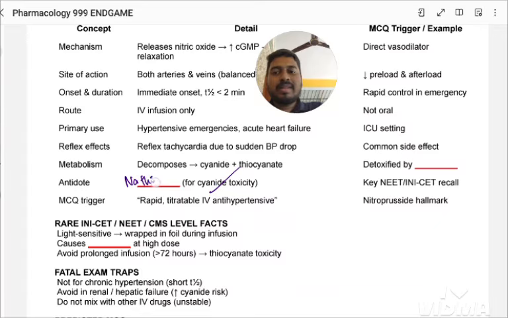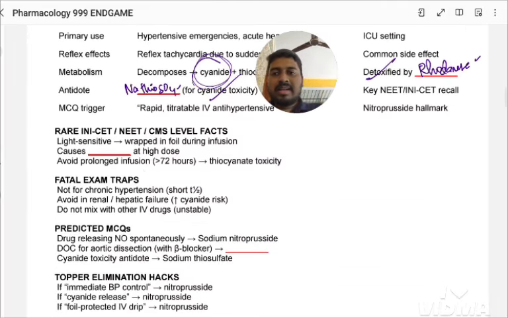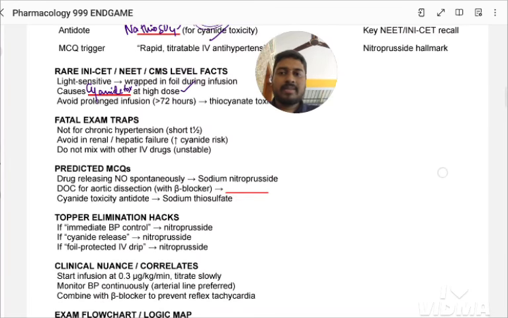Yes, sodium thiosulfate is the antidote. Now, it is detoxified by which enzyme? The cyanide which is produced is detoxified by the rhodanase enzyme. Okay, the name of the enzyme is rhodanase. Next, causes dash at high dose. Yes, it causes cyanide toxicity at high dose.